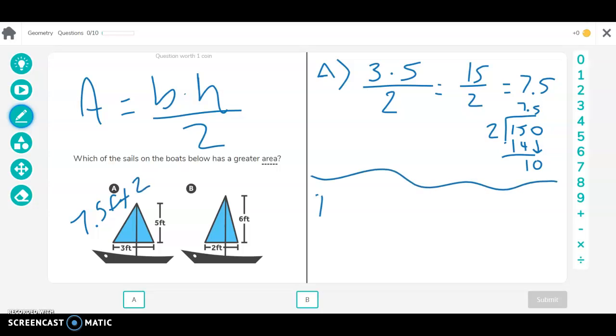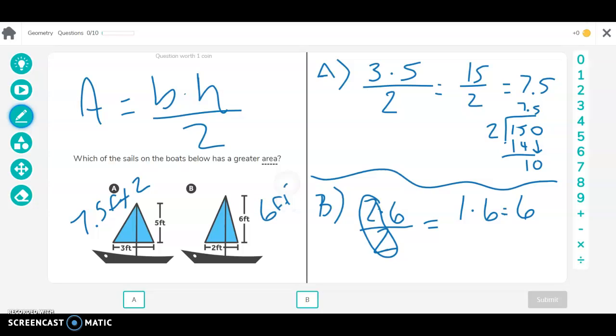All right, let's do B. So the base is 2, the height is 6. We're going to divide it by 2. Let's do it the other way. So this could go into either one, but we're going to do the height. So 2 divided by 2 is 1 times 6 equals 6. So the area of this is 6 feet squared.